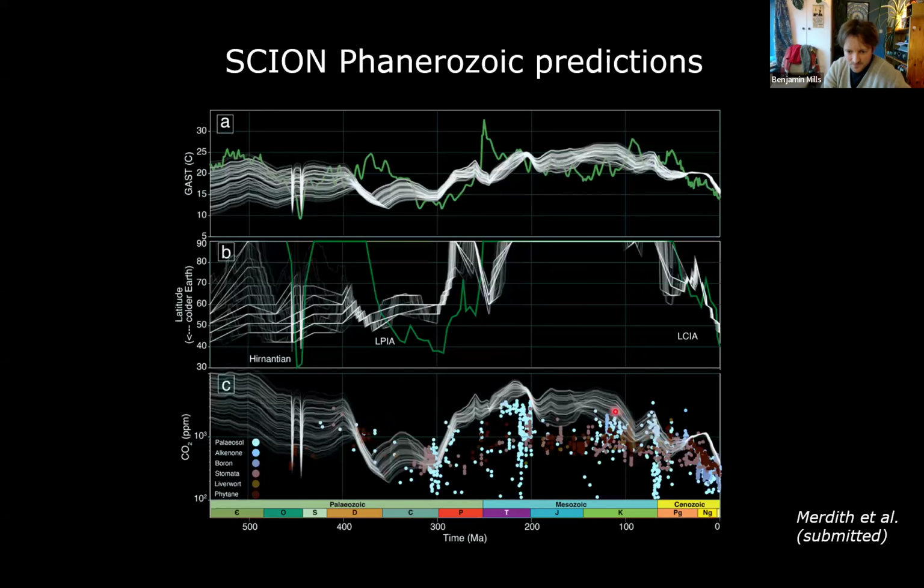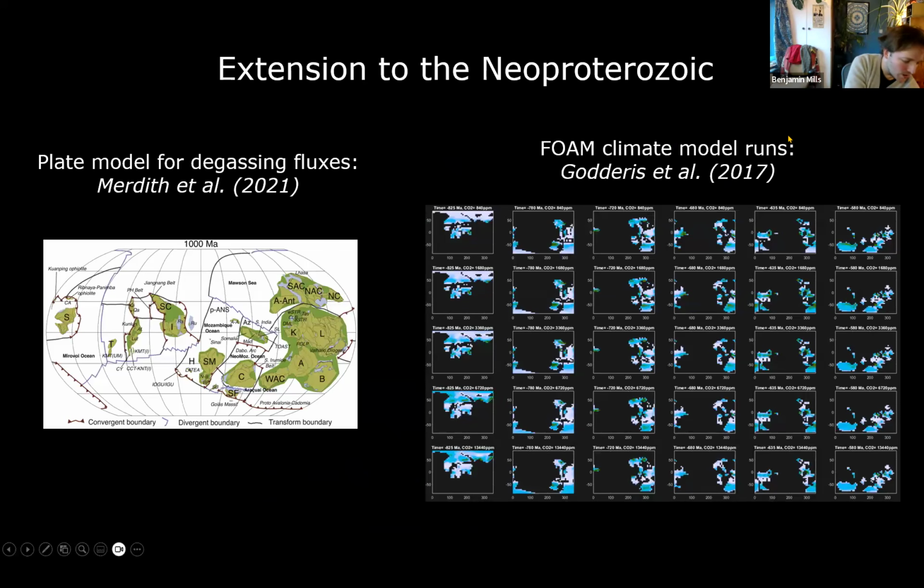CO2 proxies, we're generally higher than the proxies, but the model has a very high and low climate sensitivity at the moment. So we're trying to remedy this with new paleogeographies and new climate model runs. But at the moment, it's looking okay. We're kind of happy with how this is doing. And it's letting us explore a lot more processes than we'll be able to with the sort of simple dimensionless approaches.